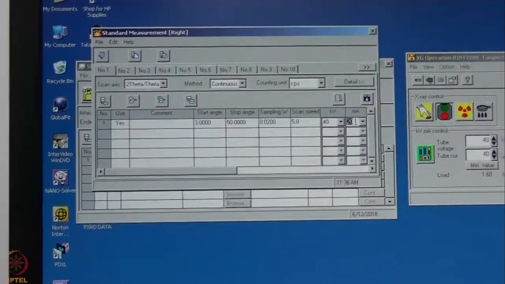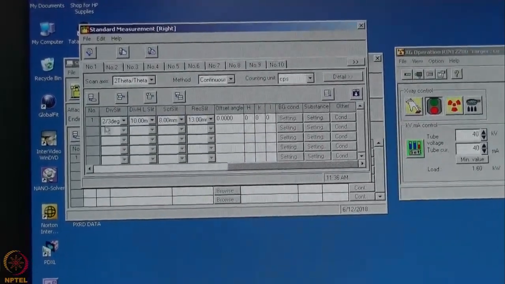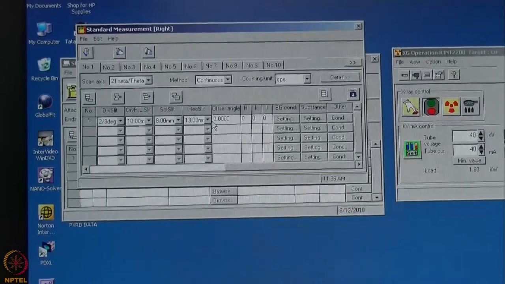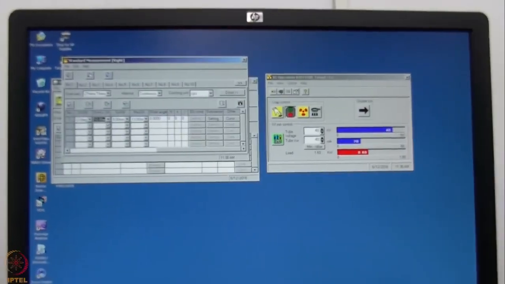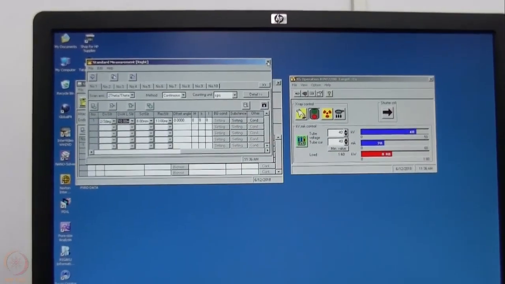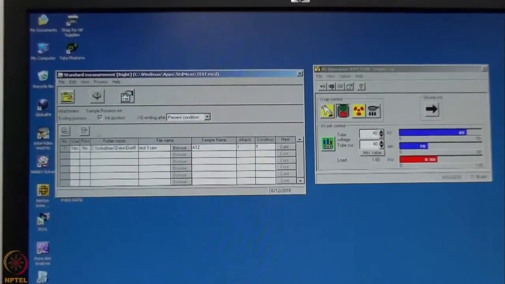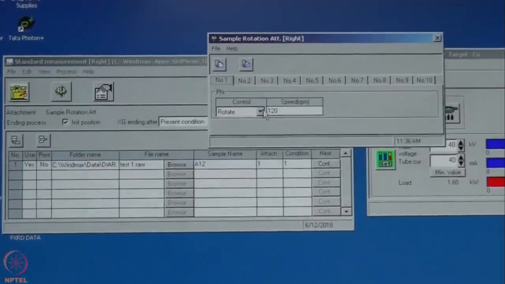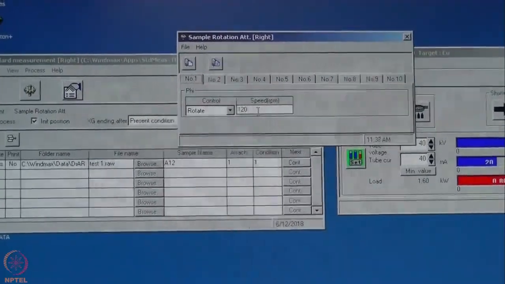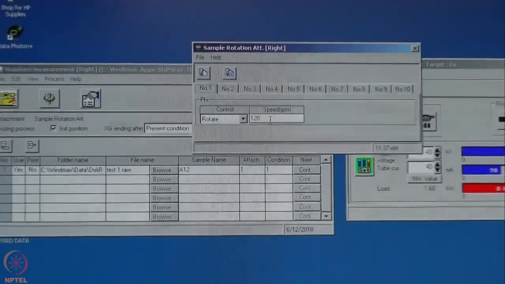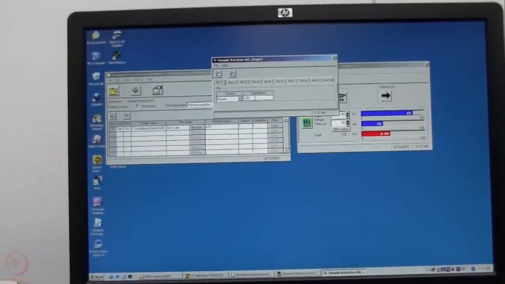Change the current here to 40 milliamps, and these are the default settings of different slits that I have shown on the diffractometer, and as long as we don't change the slits, we don't change any of these numbers. So this is the window where we set up the data collection strategy, and from here we ascertain that the sample will be rotated by 120 rpm during the data collection. That means the sample will rotate in a horizontal direction at 120 rpm during the entire span of data collection.